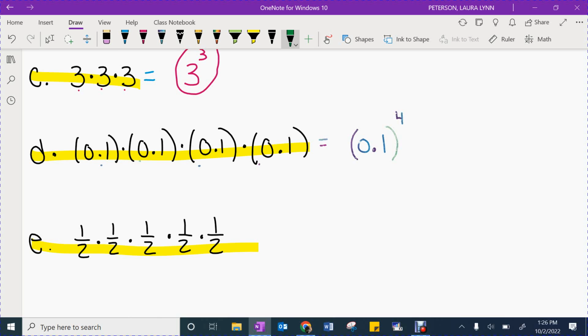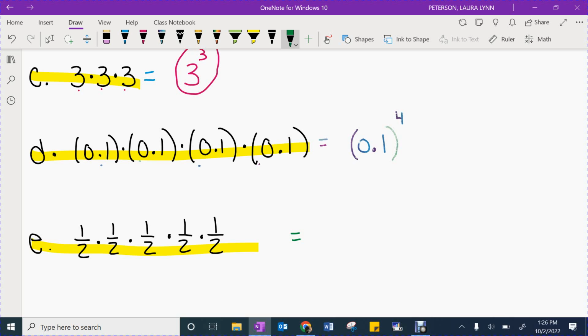E, this time you have a fraction that's repeating. Well, it's okay to have a fraction that repeats. Notice there aren't parentheses on this one. You can also add your own parentheses if you want to, just to be extremely clear as to what is the base, what is the big bottom number that's repeating. And with fractions, it might help.